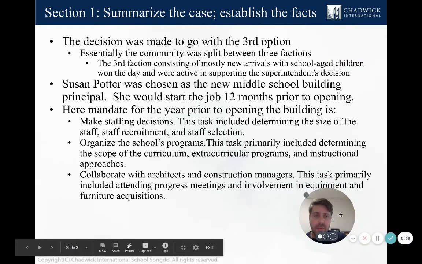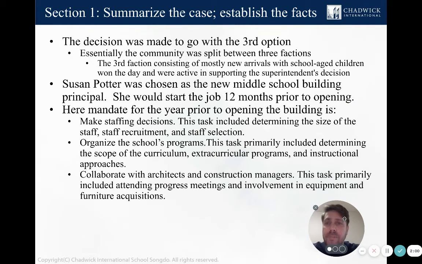So the decision was made to go with the third option. Essentially, the community was split between three factions. The third faction, consisting mostly of new arrivals with school-age children, won the day and were active in supporting the superintendent's decision.